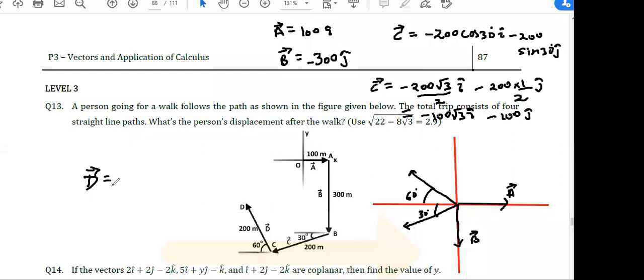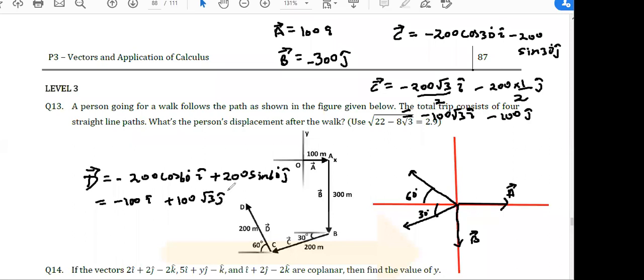200 cos 60 degree, right? Plus or minus? It is in second quadrant, so x is negative. So minus 200 cos 60 degree i cap. Yes, Shreya. What about y component? Plus 200 sine 60 degree j cap. Yes or no? So this is minus 100 i cap plus 100 root 3 j cap. Okay, got it?